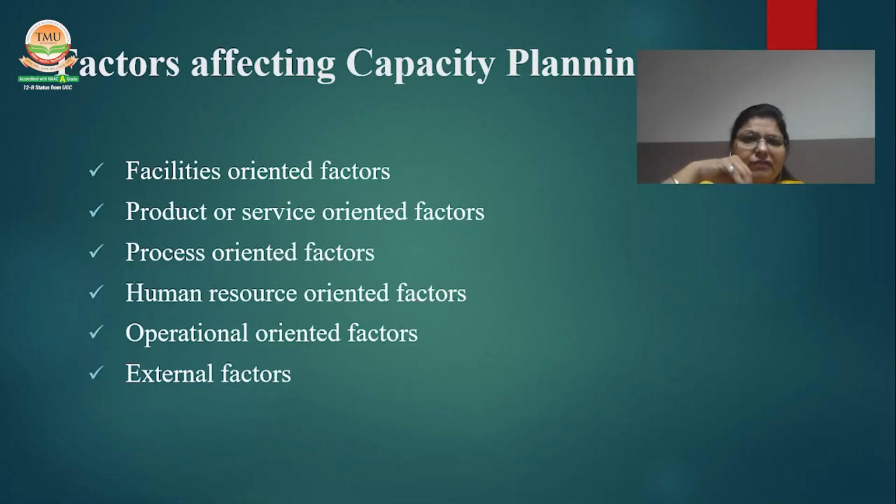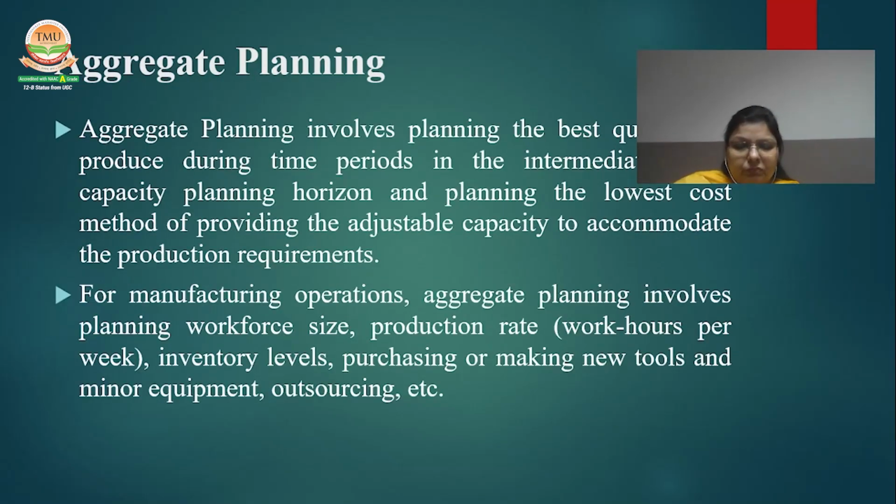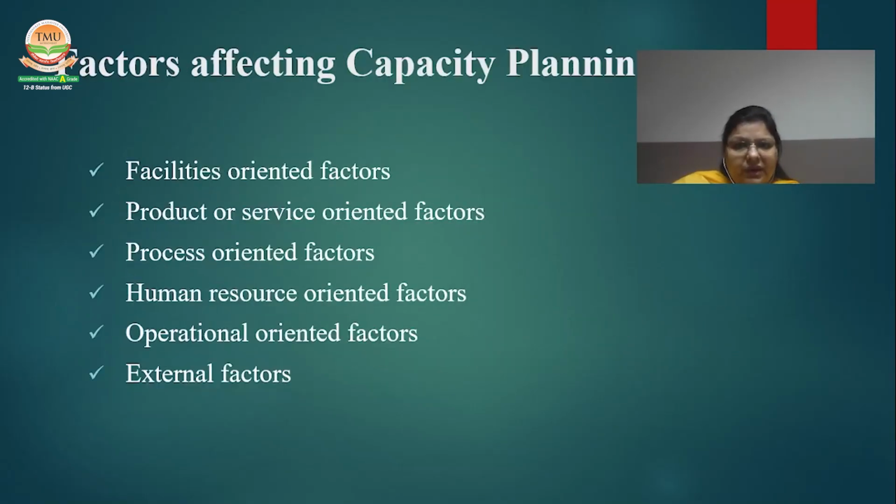So these are some factors that can affect your capacity planning. Number one, facility oriented factors. Second, product or service oriented factors, process oriented factors, human resource oriented factors, operational oriented factors, and external factors. These are some factors that can affect your capacity planning.